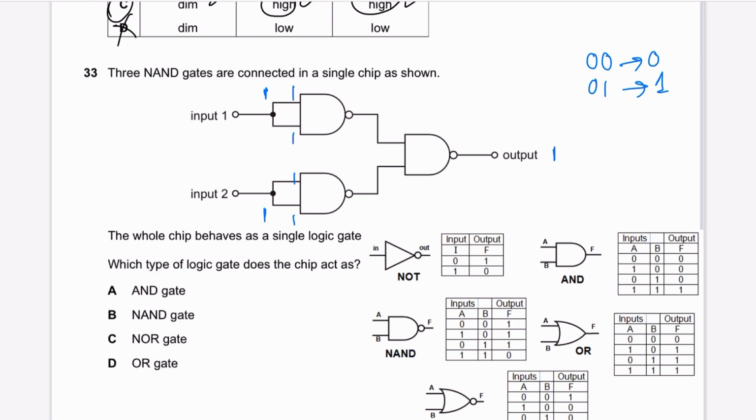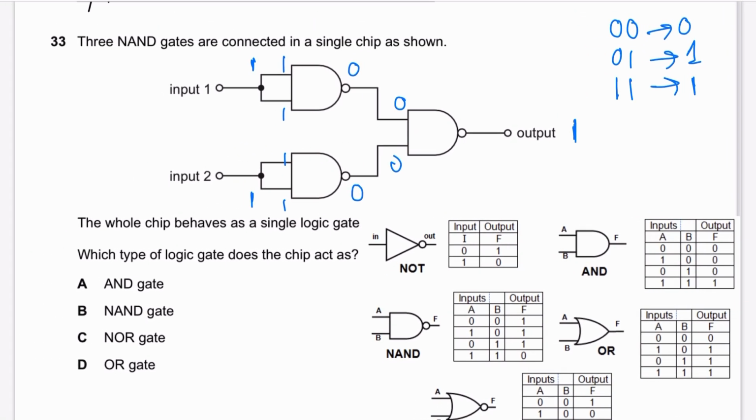Output for NAND gate 1, 1 will give us 0. So if we have 0, 0, the output is 1. Therefore, inputs 1, 1 over here give us an output of 1. Now, what does this match with? 0, 0 gives us a 0, 0, 1 gives us a 1, and 1, 1 gives us a 1.